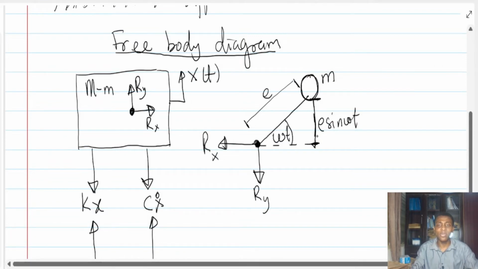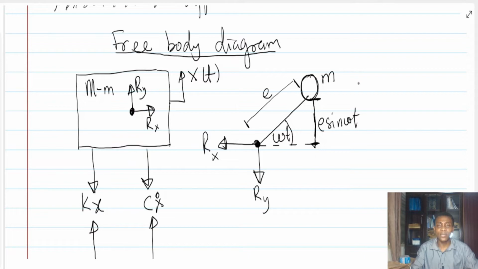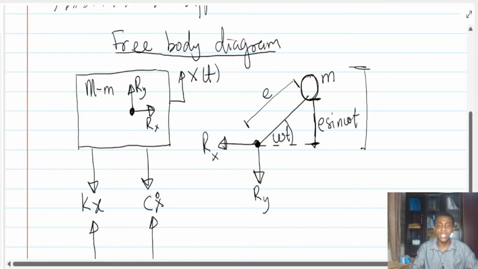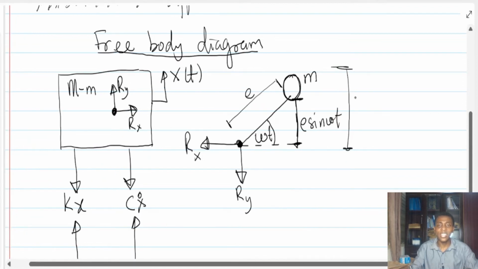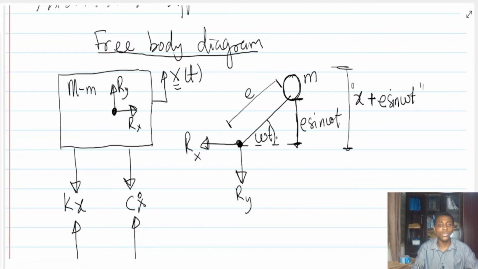But the total displacement, which I expect to get, is the displacement from the big mass, which is, let's say, some x, right? This is this x, and then plus this one, which is also some form of displacement, so plus E sine omega t. And this is the total displacement of the small mass. All right. Having known this, then I think we are good to go.